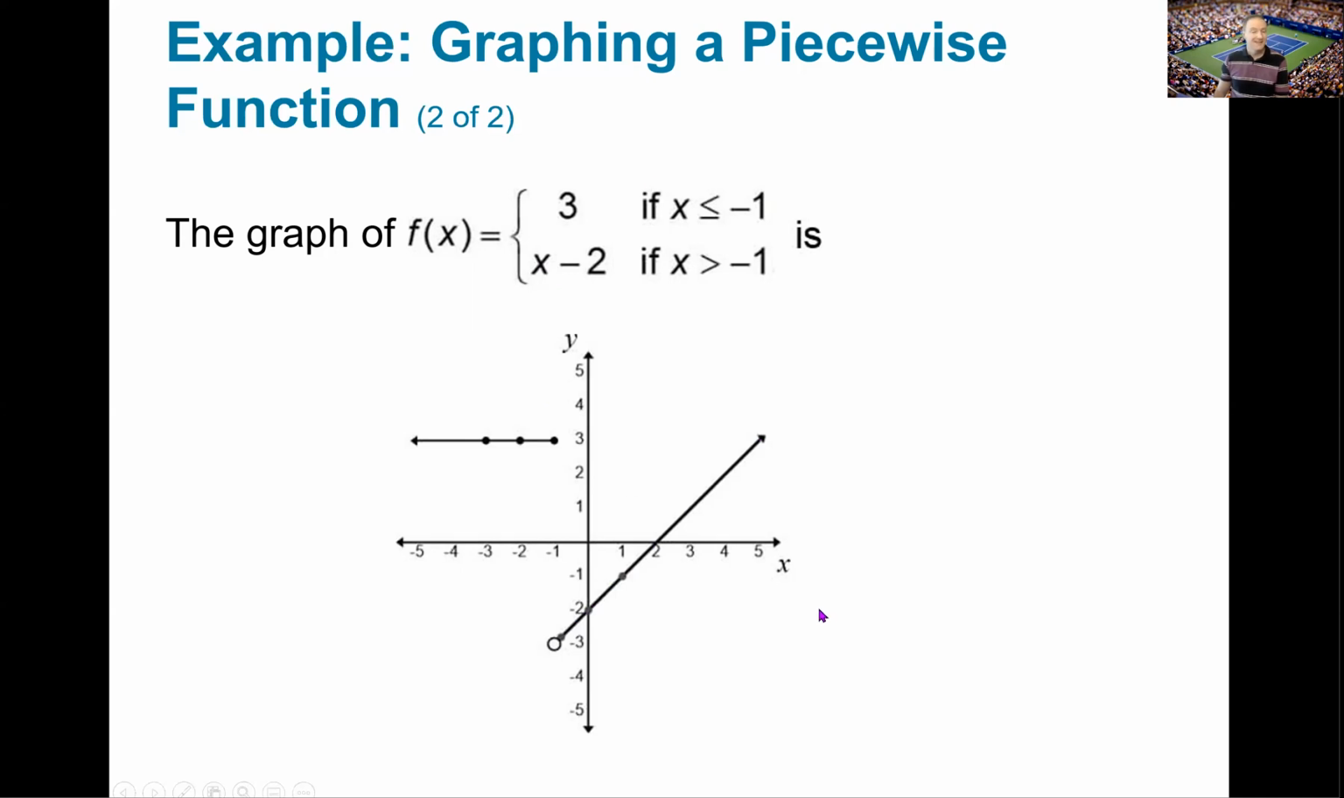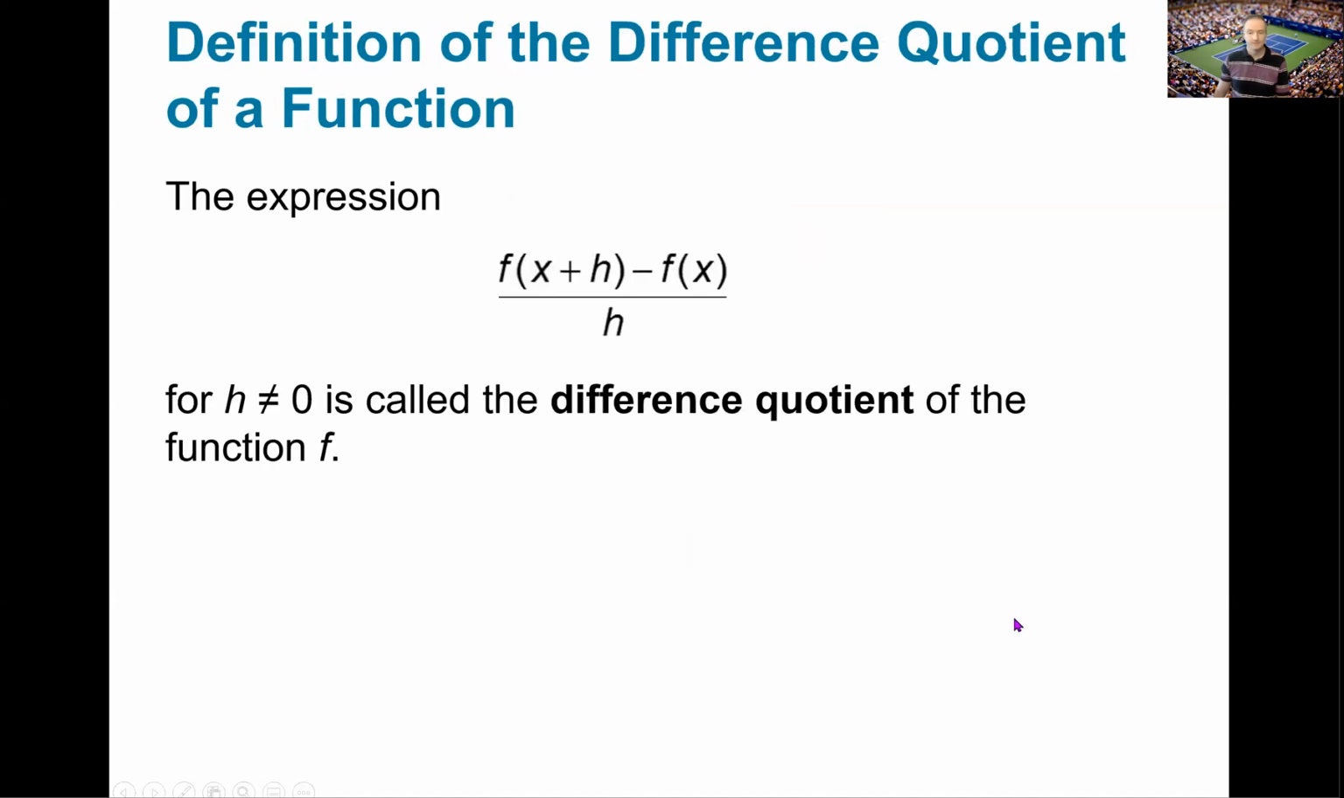And please notice, it does pass the vertical line test because at any x value, there is only one y value. That's why you can't have a solid dot here and a solid dot here, because it wouldn't be a function, and this graph had to be a function.